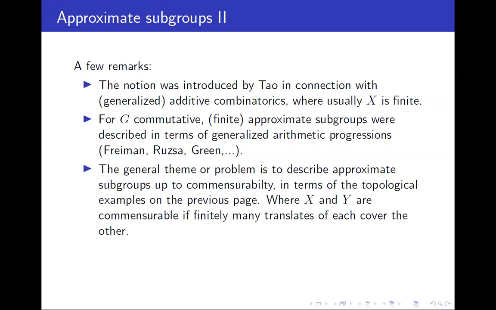Now, the general theme or problem is to describe or explain approximate subgroups up to commensurability in terms of topology, which means the topological examples on the previous page: locally compact groups, compact groups. So you start with an abstract group, an abstract subset, totally combinatorial or discrete information, and you say, this comes from topology. This is the theme of the whole business. X and Y, subsets of a group, are commensurable if finitely many translates of each cover the other.